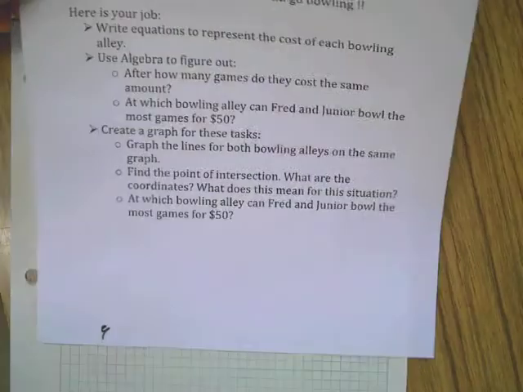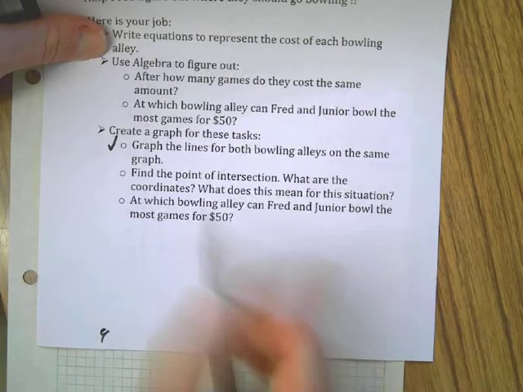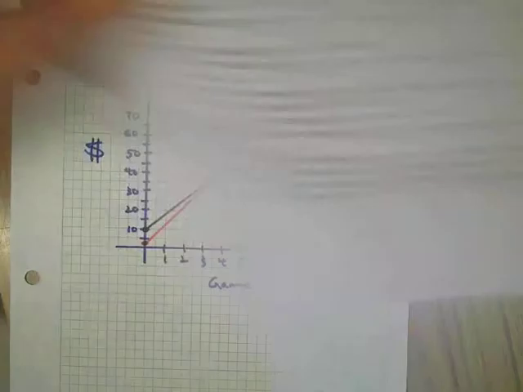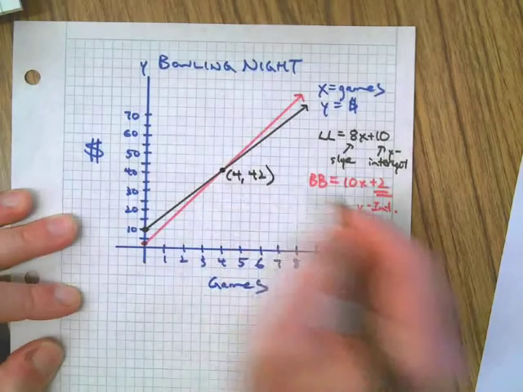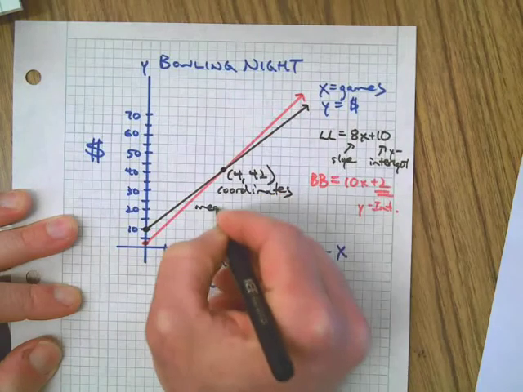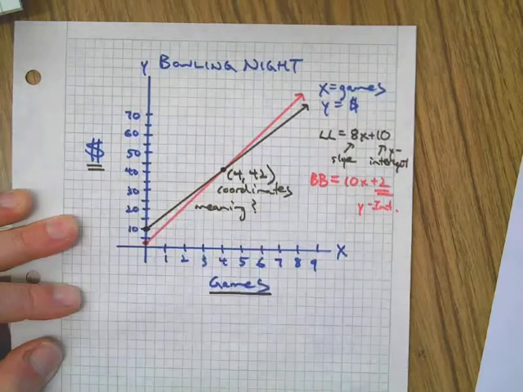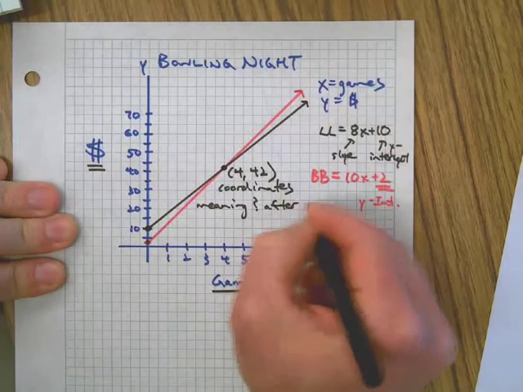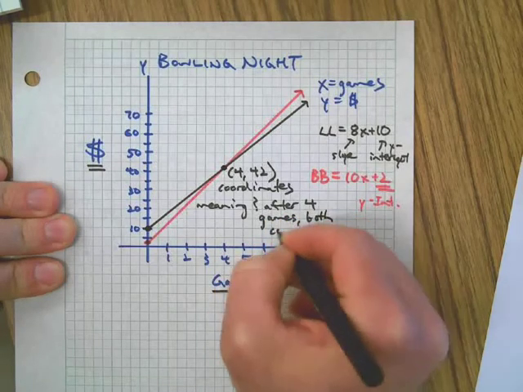Let's go back to our questions. Okay, graph the lines. Done. Find the point of intersection. What are their coordinates and what does this mean for the situation? Okay, we know from our algebra that those are the coordinates. What is the meaning? The meaning is you have to be aware of what the labels for the x and the y axes are. So it means after 4 games, both cost $42.